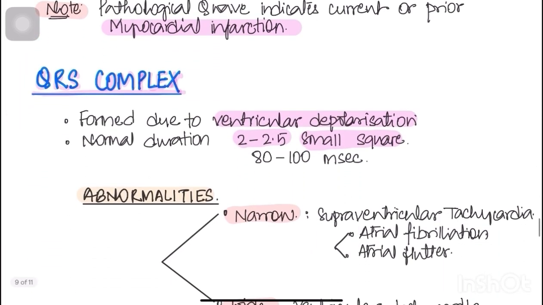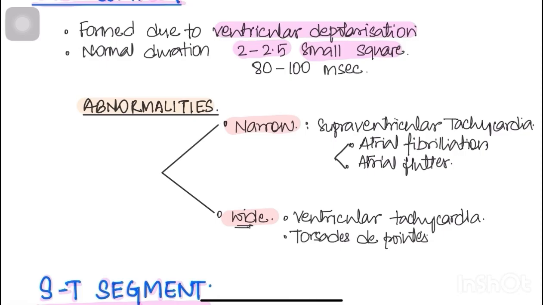Now let's come to the QRS complex. The QRS complex is formed due to ventricular depolarization. The normal duration would be 2 to 2.5 small squares, which corresponds to 80 to 100 milliseconds. So now let's see the abnormalities. If the QRS complex is narrow, that means there is supraventricular tachycardia, atrial fibrillation or atrial flutter. If it is wide, that means there is ventricular tachycardia or torsades de pointes.